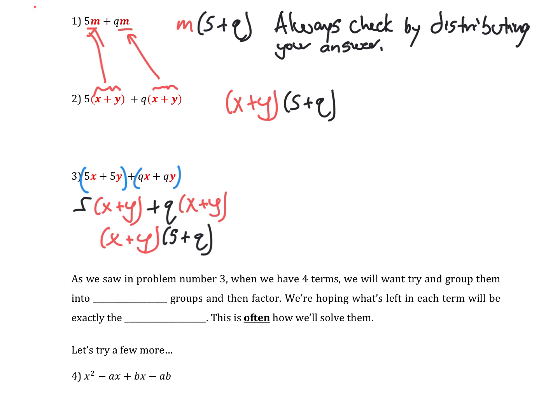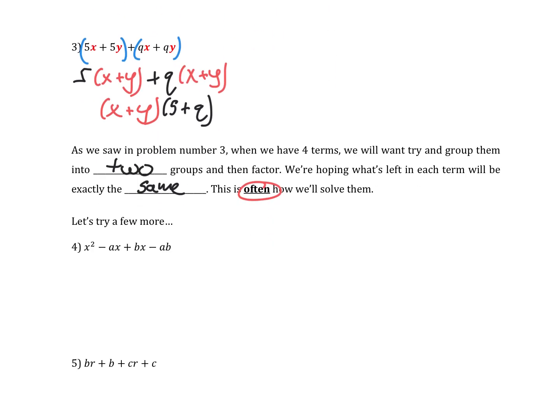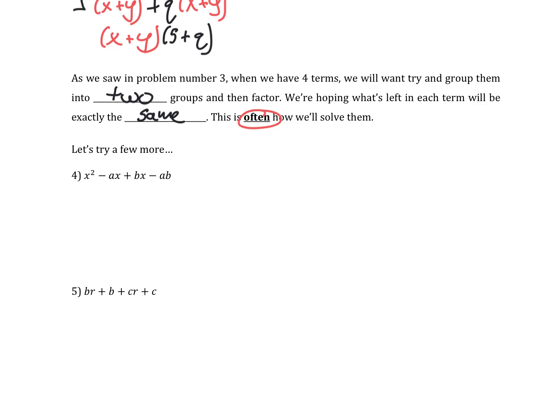Okay, so as we saw in problem number 3, when we have 4 terms, we will want to try and group them into two groups, just like we did in blue above, and then factor. What we're really hoping for, and this is critical, is that what's left in each term will be exactly the same. And as I say here, this is often, not always, but often how we'll solve them. All right, so let's try number 4 together, and I'm going to give you some time to pause the video and try a few on your own before you come back and check with me.